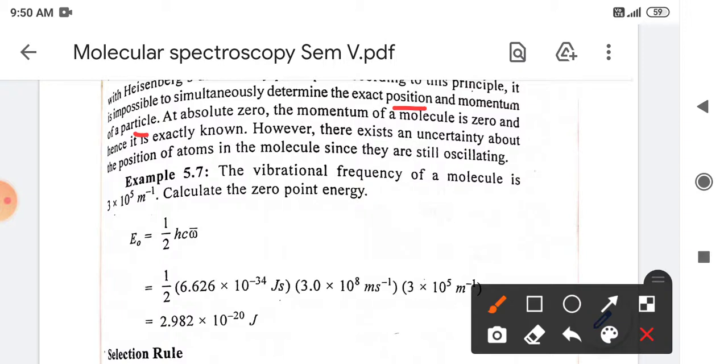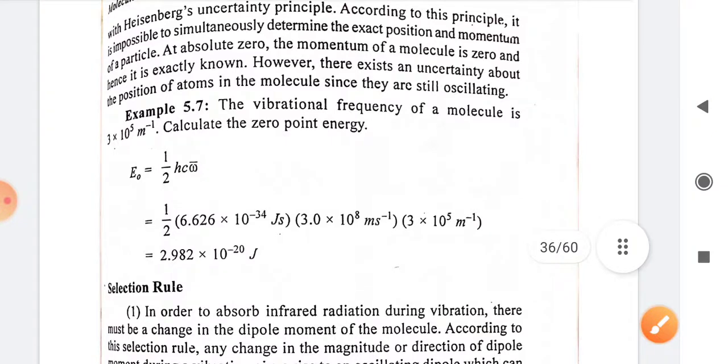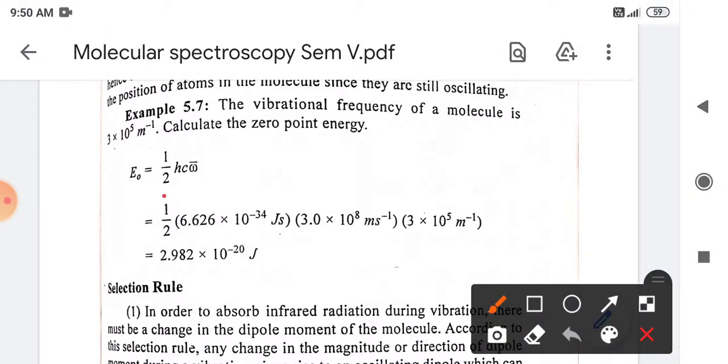Okay, so here is one numerical based upon this vibrational motion, which is a simple numerical that uses a simple formula, that is the zero point energy, 1 by 2 hc omega bar.